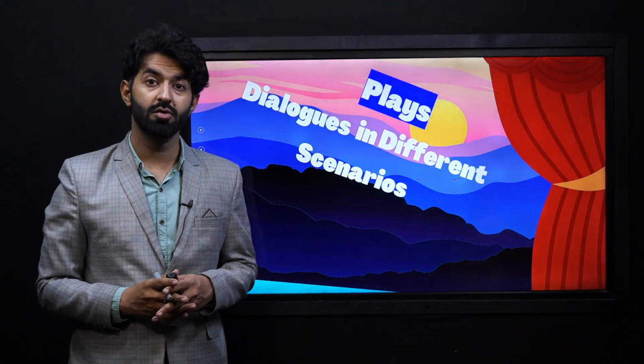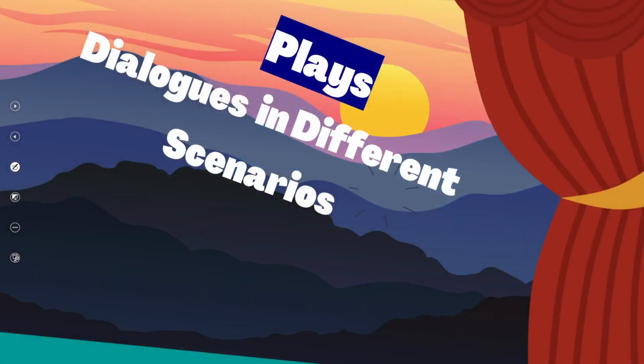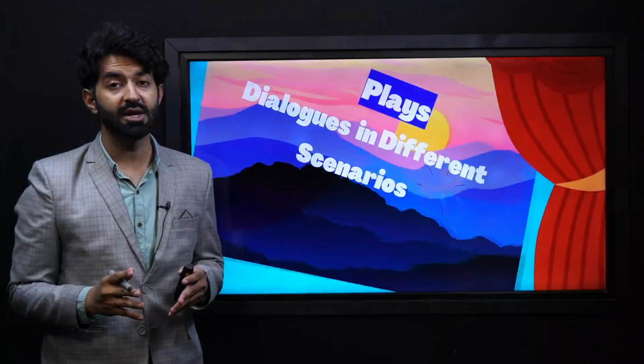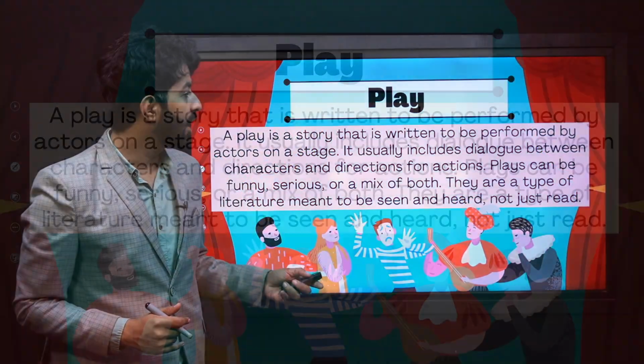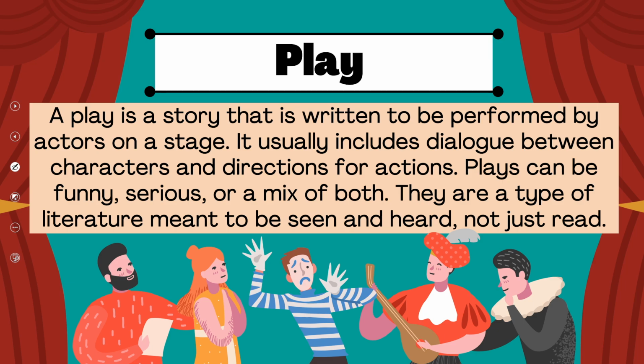We are talking about two topics today: plays and dialogues in different scenarios. Now, let's get started with play. Now, let's read what is a play in oral communication and what it is basically. So, a play is a story that is written to be performed by actors on a stage. Here we have seen that it will be performed by actors, and the setting will be on a stage.